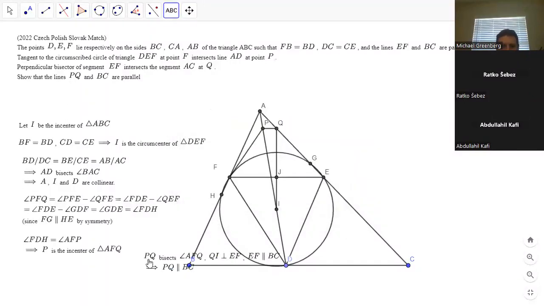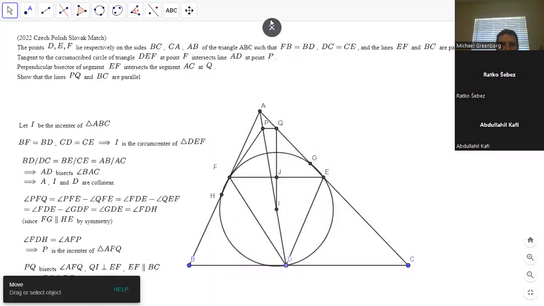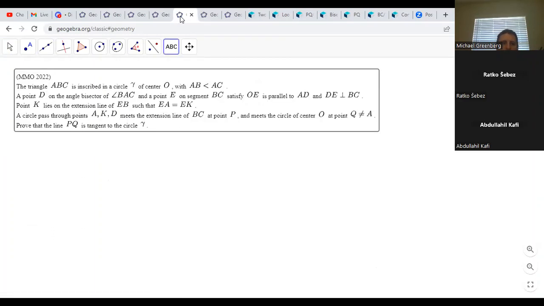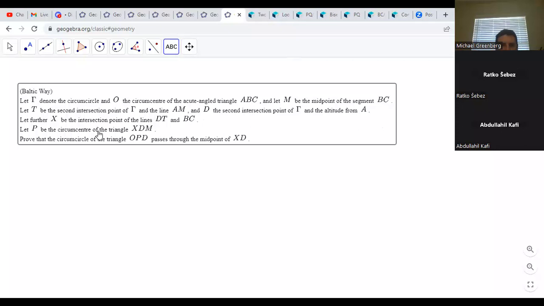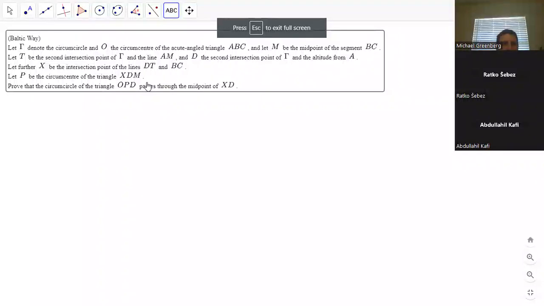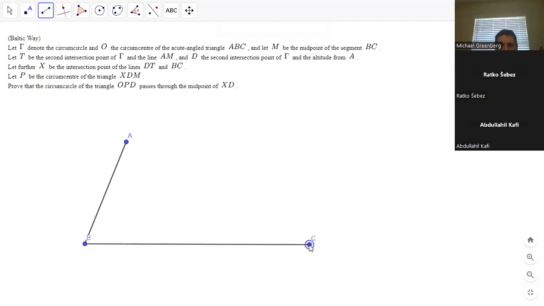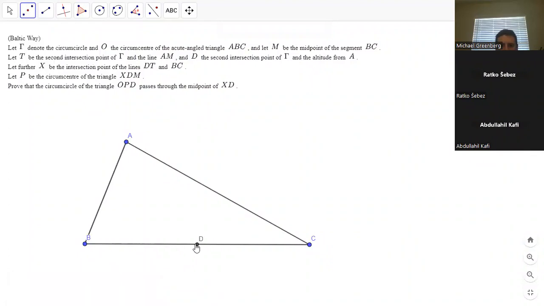All right, so we can move on to the next problem. So have we solved 3? Yeah, we've solved 3. Oh, this one is like a conditional. So let's see. This one looks interesting. So we could do this, this, or this. This one looks, I'm going to try Baltic Way. This is the midpoint of BC. Let's call it M.